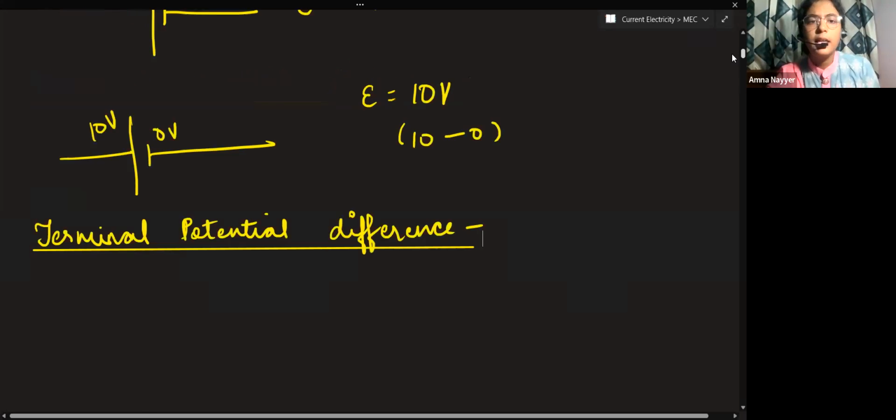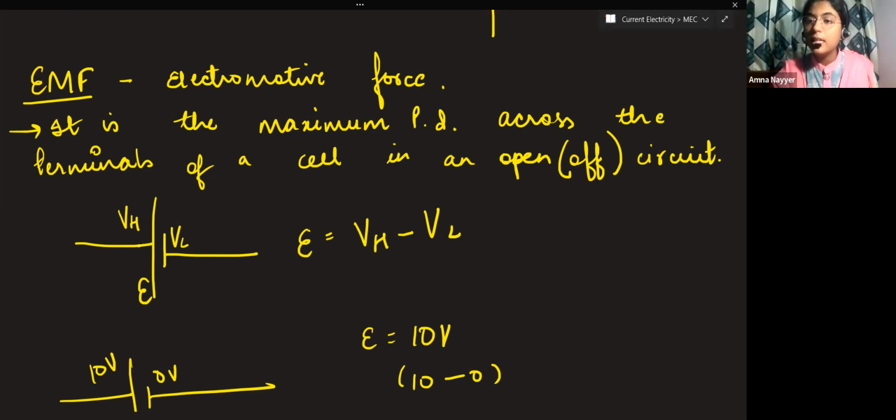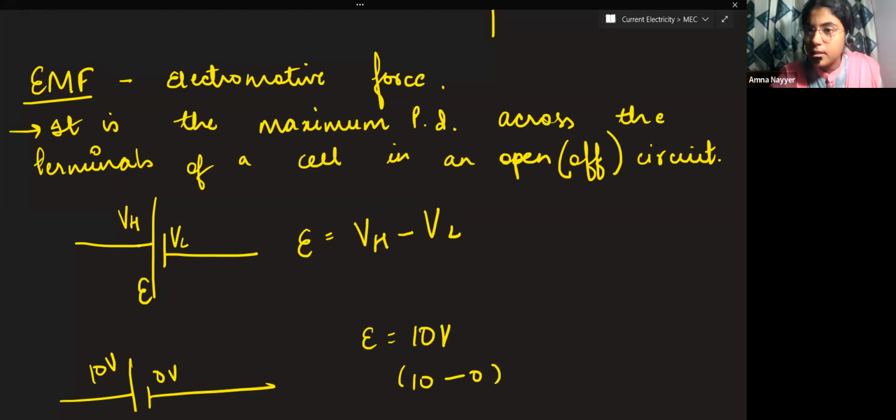See, EMF is across this cell. So the cell will have its internal resistance. What we have studied, the cell has its internal resistance. There's a resistance present in the cell because of the electrodes and electrolytes. So it means there will be an internal resistance. So you can say EMF is the potential difference across the internal resistor.